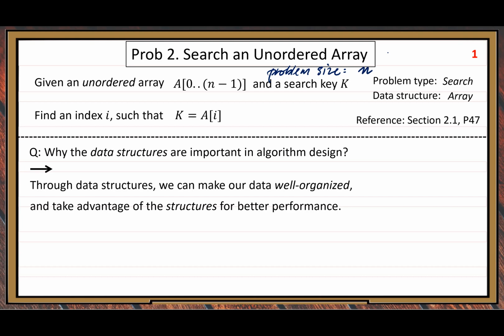What's the reason to use some special data structures? The typical reason is this: through data structures, we can make our data well organized. Usually, the data is given in random order, no specific order. When you work on the given data, if the data is not organized, you may need to spend more time to do the processing. But if you can organize your data in some special way, then you can improve the overall performance.